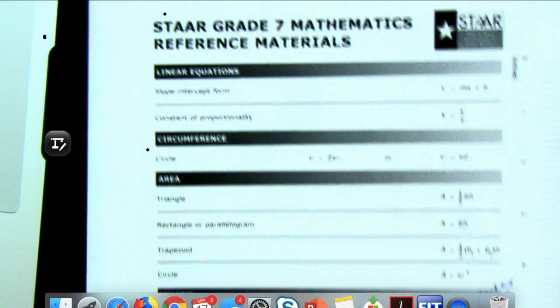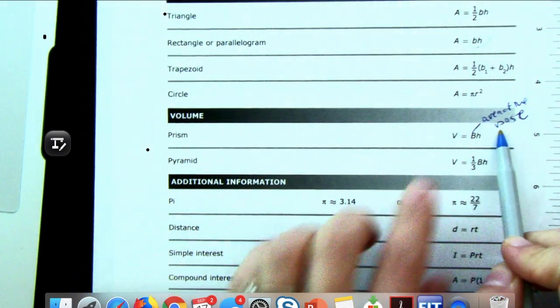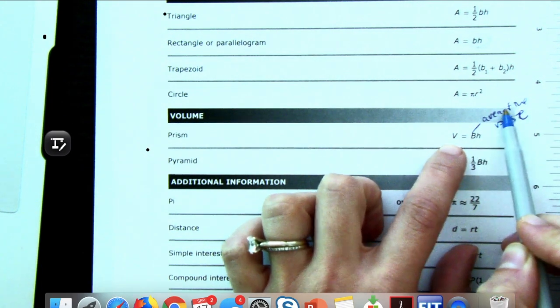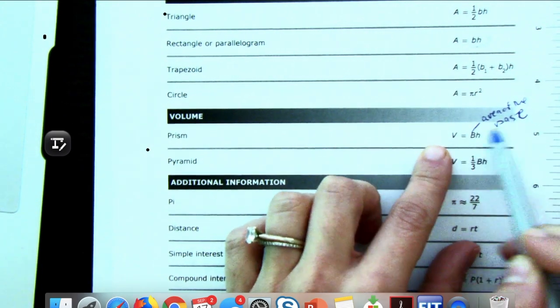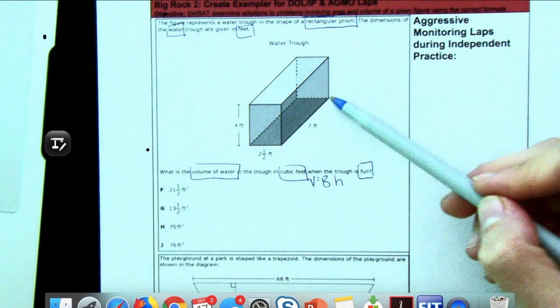So here's volume, here's a prism, and what I want all my students to do, and I already have it annotated here, is when they find this formula, I want them to always know that big B stands for the area of the base of the figure. I'm going to take this formula and copy it over here. That makes me think, what is the base? When I look at this, how will my students know?